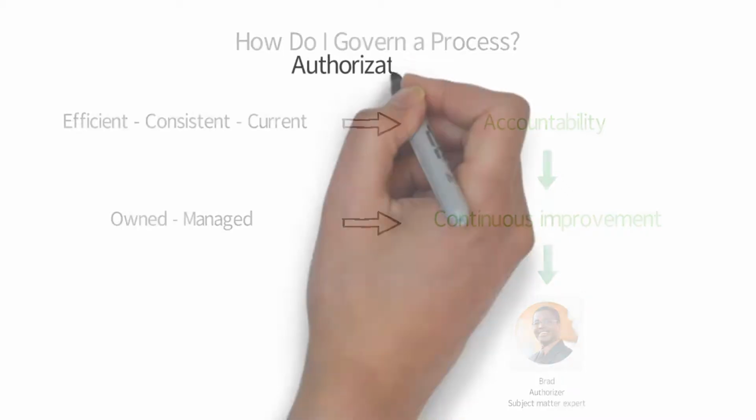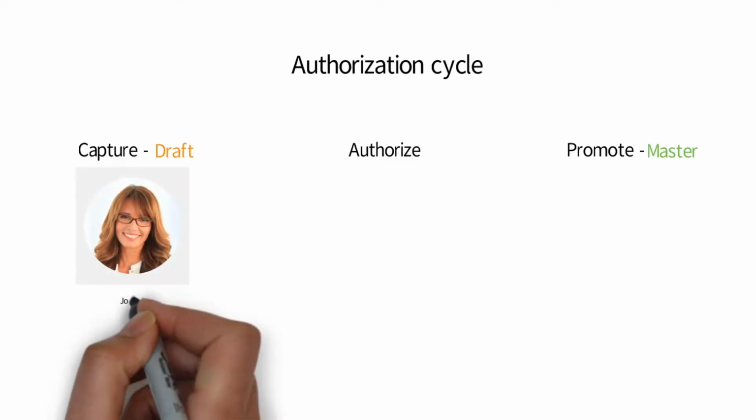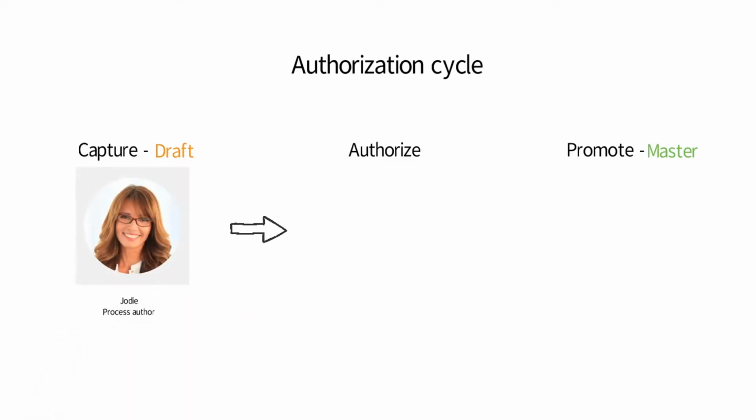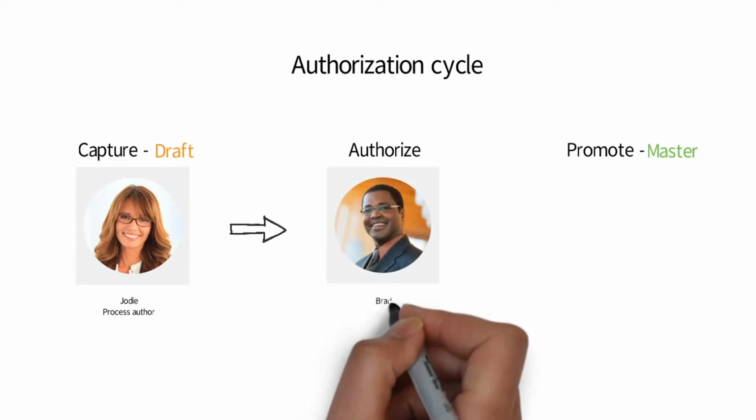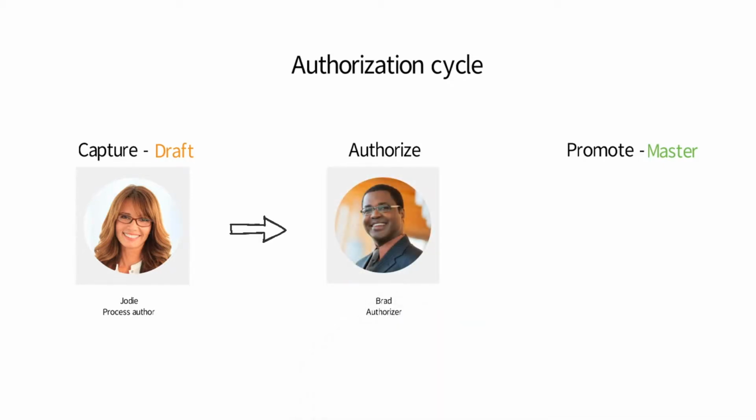To create a master version of a process ready for users to consume, the draft needs to go through an authorization cycle. To do this, Jodie, as an author, will add Brad as an authorizer to the completed draft version and then initiate an authorization request. When Brad has signed off the process, Jodie can promote it from a draft to a master version ready for Jessica to use.